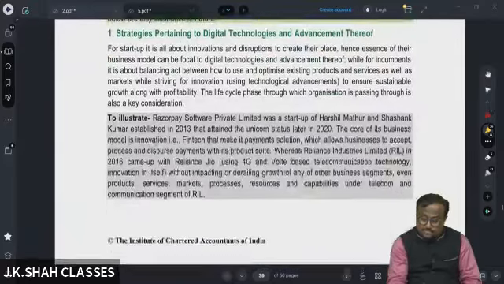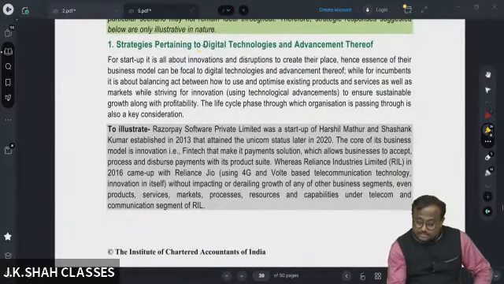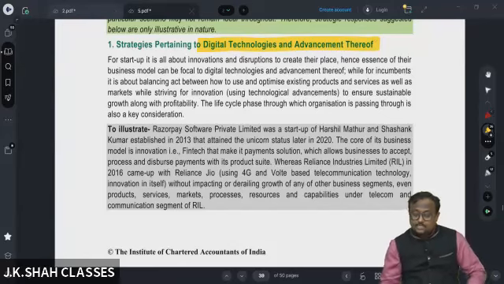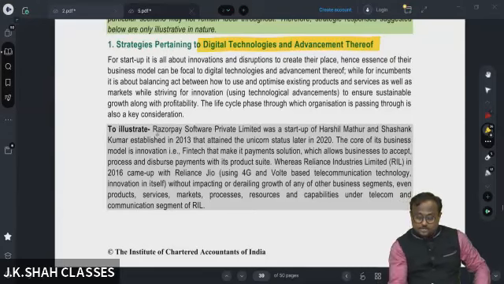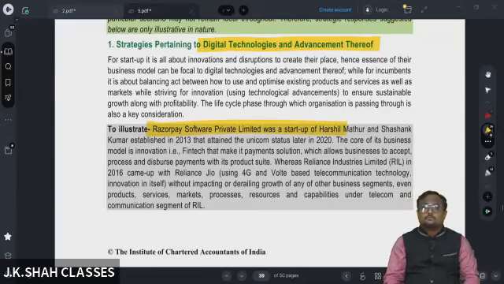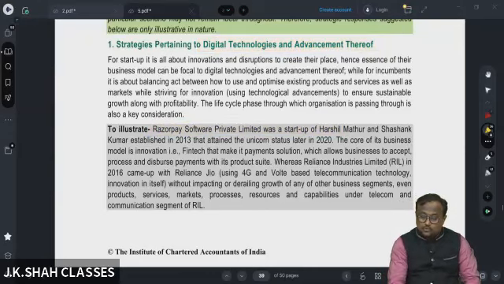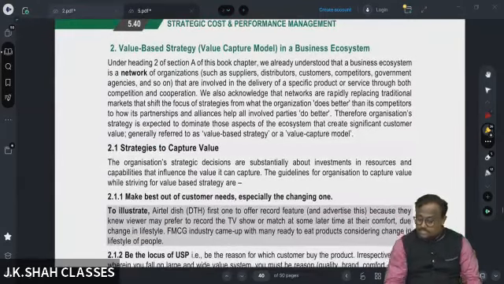So what are the different strategies? Look carefully. Digital strategies pertaining to digital technologies and advancement: Paytm, GPay, Google Pay, BHIM, Razorpay. So using digital technologies and advanced technologies.